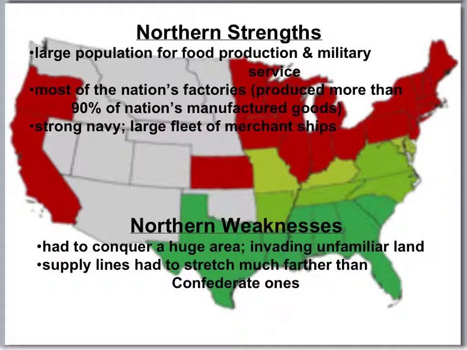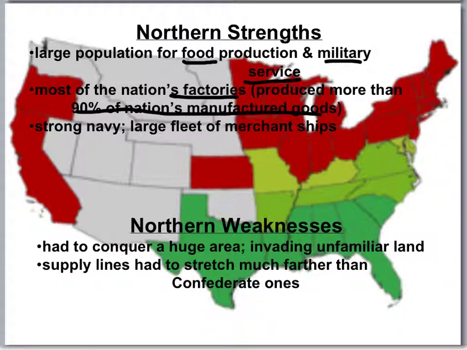Okay, let's look at the northern strengths. Now, obviously, they have a large population. They have 22 million people. So they can support the military, they have enough men to fight in the military, and still produce food and also manufacture. Okay, most of the nation's factories are in the North. We've talked about that for quite some time. They produce more than 90% of the nation's manufactured goods.